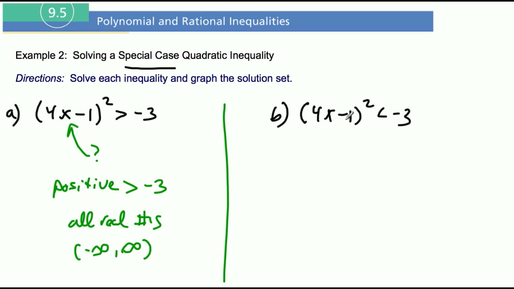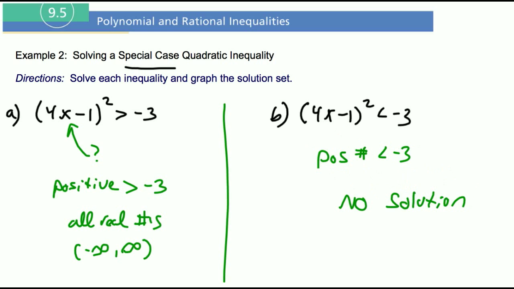And this one right here, let's take a look at what this means. So we know that this is going to be a positive number right here, right? We already made that declaration over here. So when is it possible for a positive number to be less than -3? Well, it's not, right? No positive number is less than -3. So actually this one has no solution.